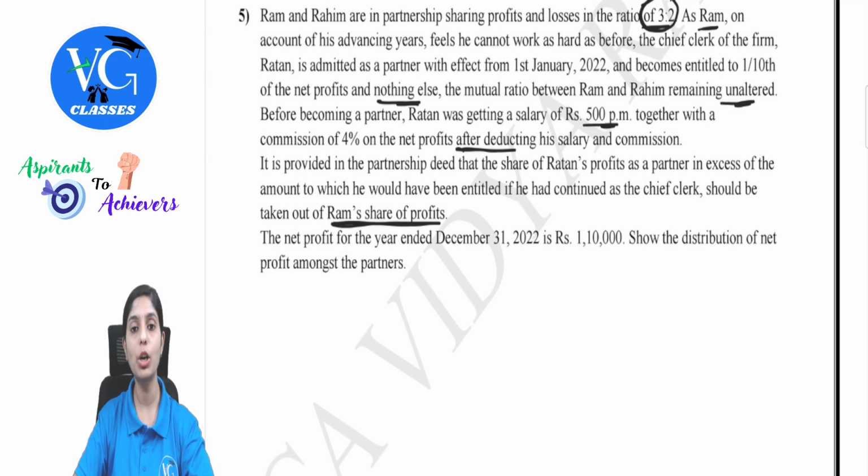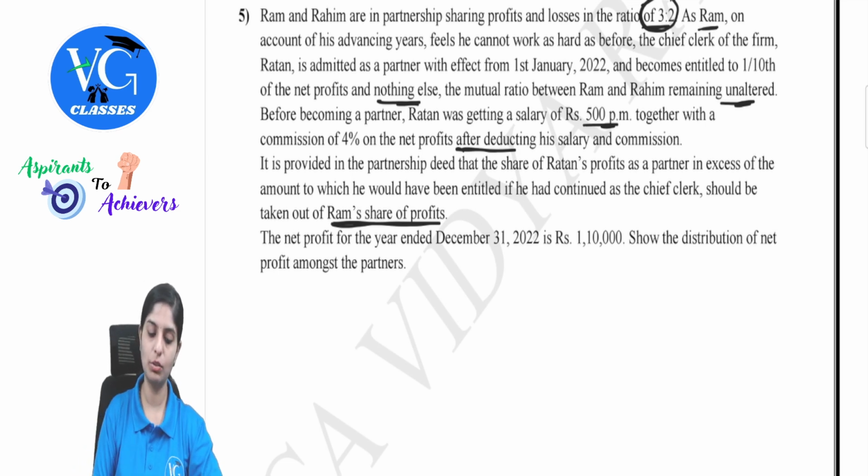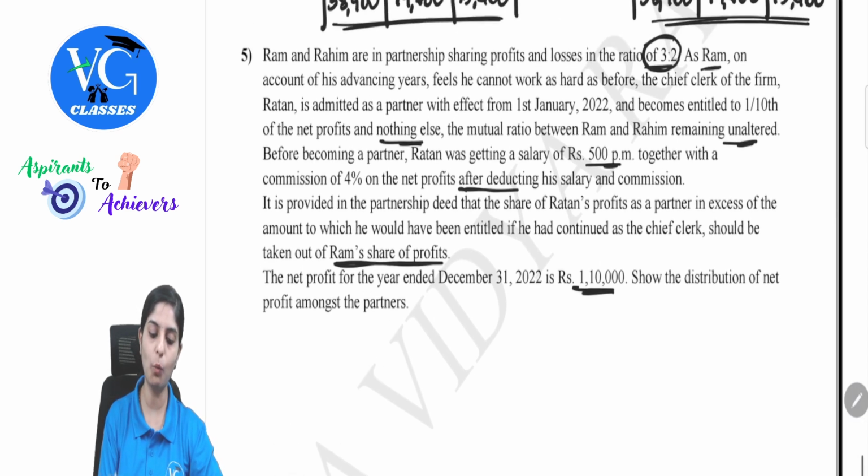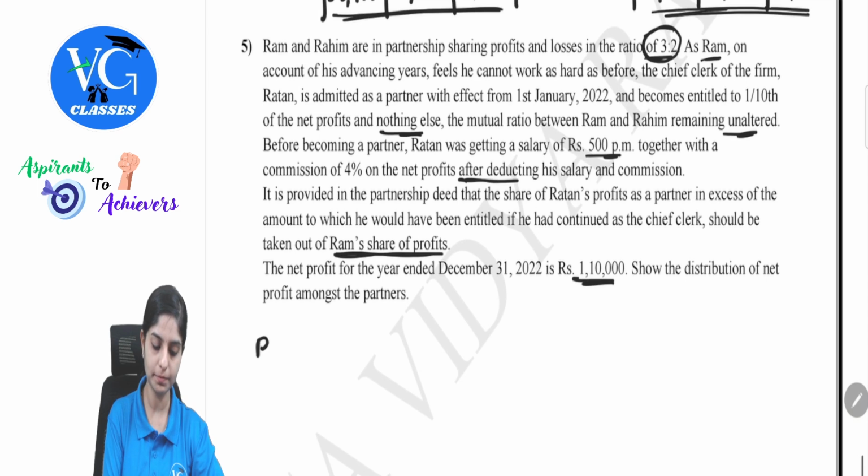Then consider what was his remuneration if he was acting as a chief clerk, and then find out if there is any deficiency. The net profit for the year ended 31st December is 1,10,000. Show the distribution of net profit amongst the partners. So the net profit is given. So first we need to focus on what is available to Ratan.